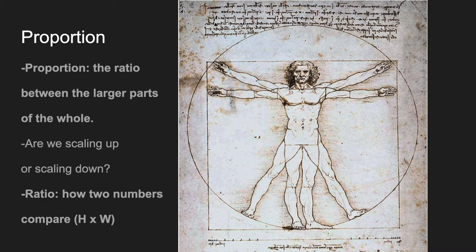In this example, I have Leonardo da Vinci's Vitruvian Man. He is a really well-known Renaissance artist who explored scale and proportion, especially as it relates to human anatomy, which is the human body. For example, the human arm is typically almost as long as the human leg. So what is the proportion or the ratio of a human arm to a human leg?